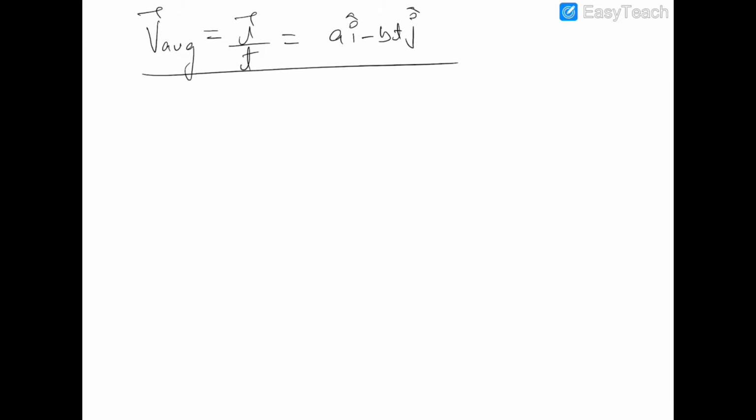This would be the average velocity, and the v average magnitude will be under root of a square plus b square t square. Now we move on to the next question.